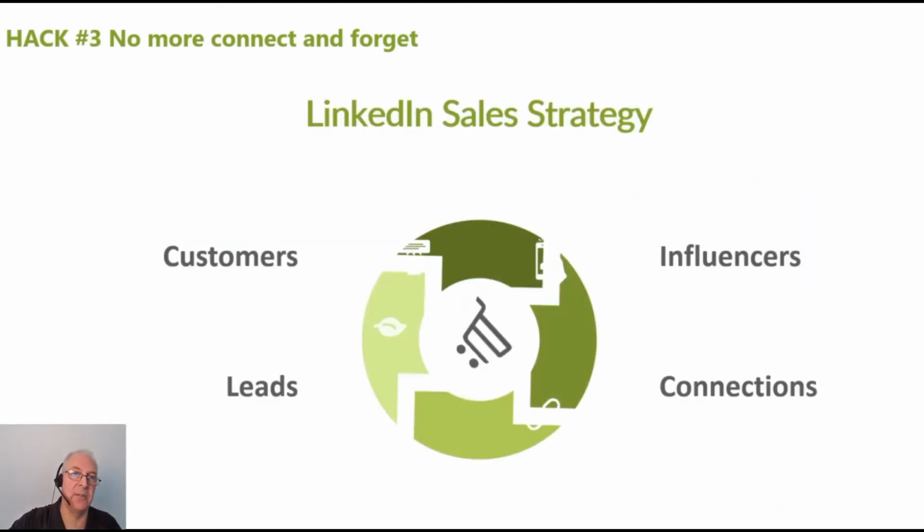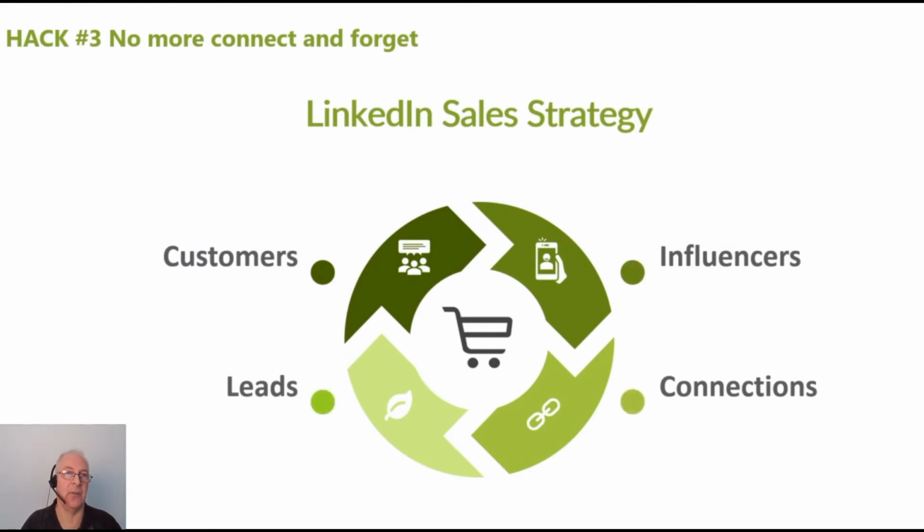Now, most people on LinkedIn do not have a strategy, and here is a really simple strategy. Split your database into customers, influencers, leads, and connections. Now, customers are obviously customers. Influencers could be people within your industry. They could be press contacts. They could be contacts in industry organizations or industry bodies. They could be just thought leaders within your industry, but they are influencers. Split your list: customers, influencers, leads.